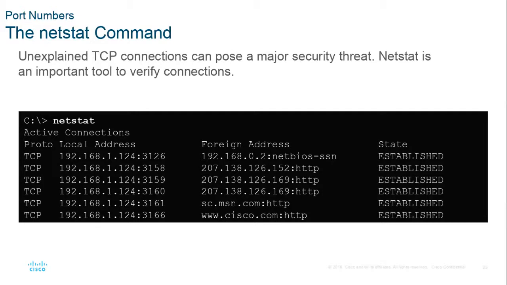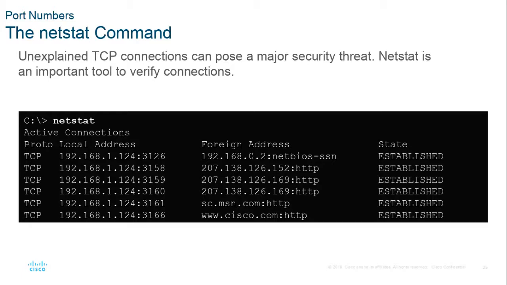We have the IP address of 192.168.1.124, colon 3126, 3158. That combination of a layer 3 IP address and a layer 4 port address forms a unique socket for that particular communication that's taking place.